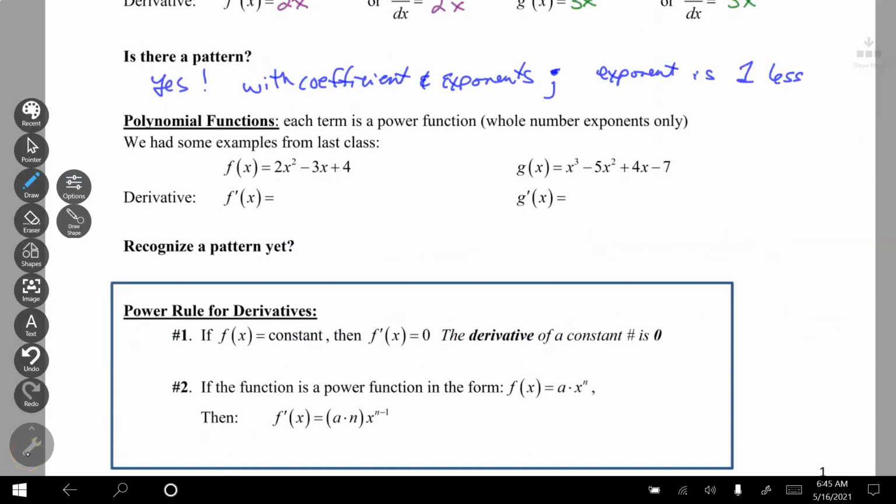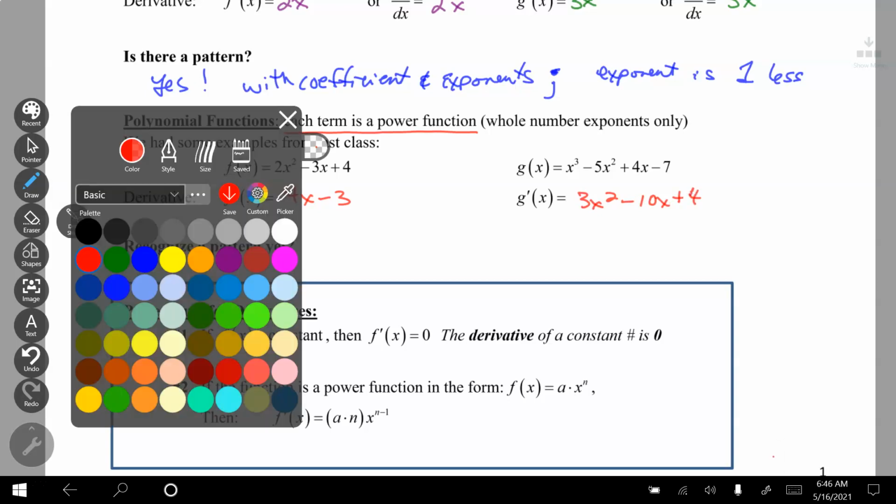So a polynomial function is just a bunch of power functions added together. We had these examples last class. f of x was equal to 2x squared minus 3x plus 4, and we found the derivative was equal to 4x minus 3. And if g of x was equal to x cubed minus 5x squared plus 4x minus 7, we found that g prime, or its derivative, was 3x squared minus 10x plus 4. These were examples from last class, and now I really see the pattern.